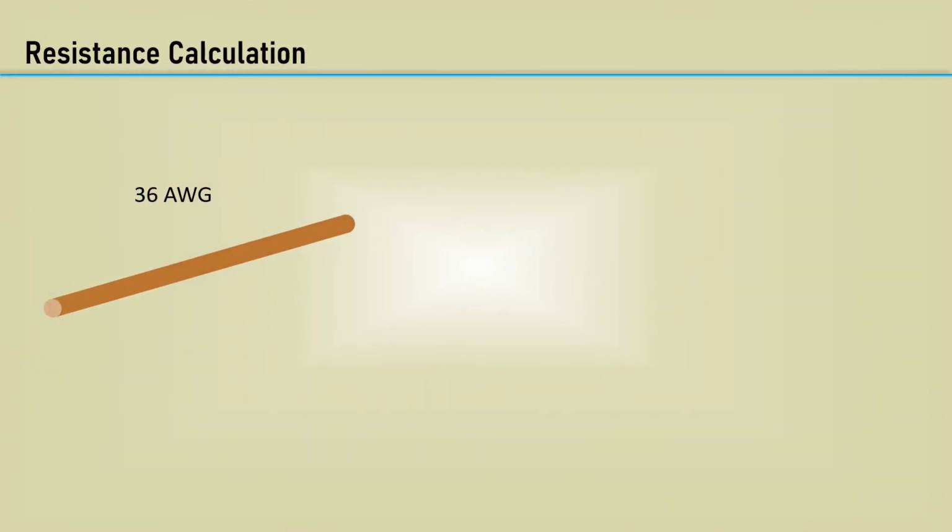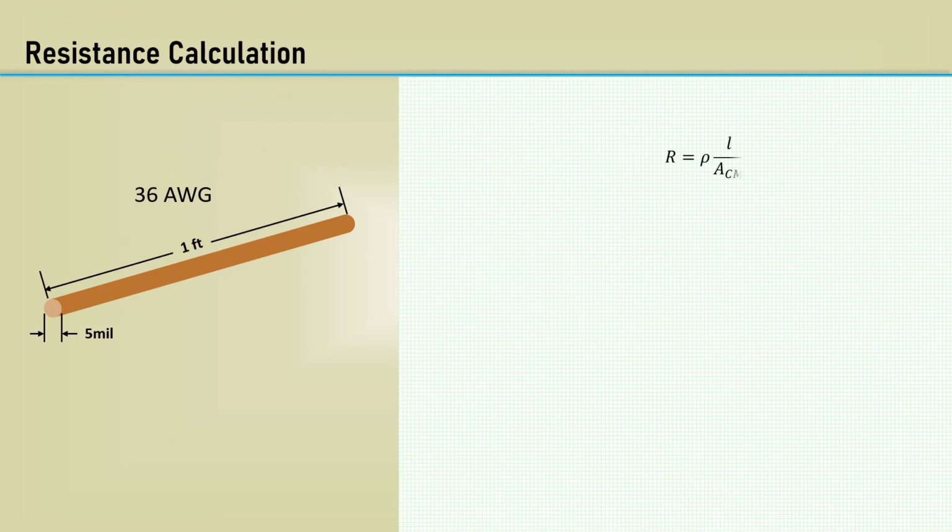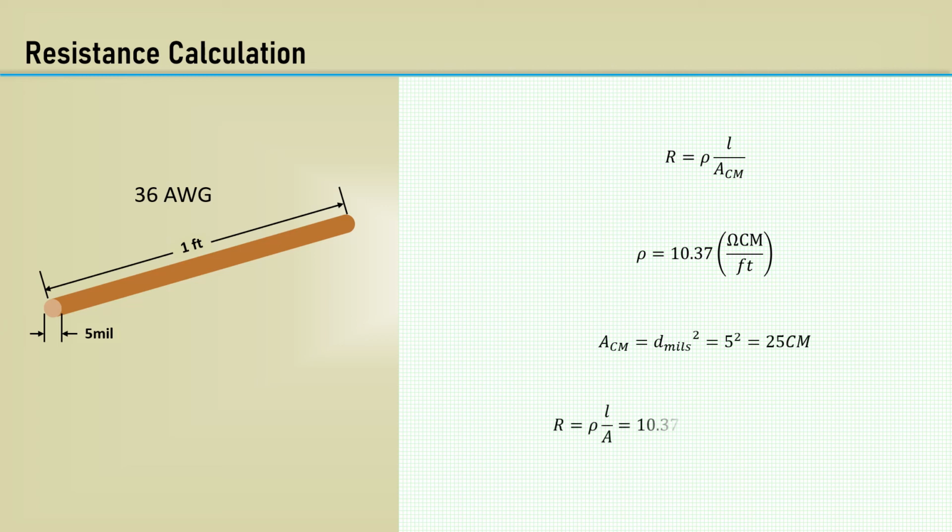This makes calculating the resistance of wire very simple. Let's do 36 gauge, which is 5 mils diameter and a length of 1 foot. Recall the equation for resistance, we are using the rho for copper we just scaled at 10.37. The area of the wire is 5 squared, or 25 circular mils. The resistance comes out to 0.4148 ohms.